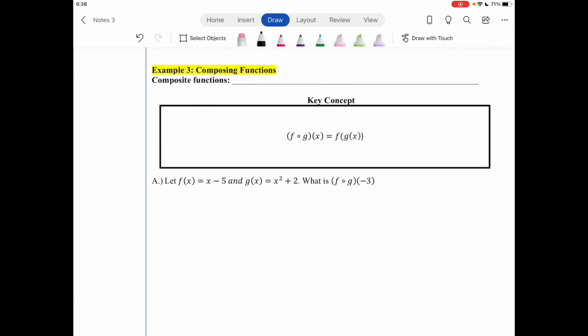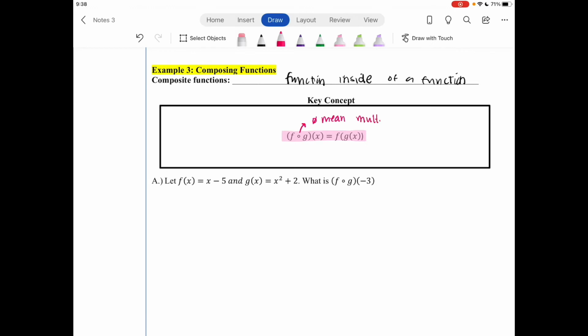Now for composite functions. A composite function is a function inside of a function. And it has the following notation. These are two different ways of saying the same thing. Couple of important pieces of information here. First off, this little open circle, it does not mean to multiply.